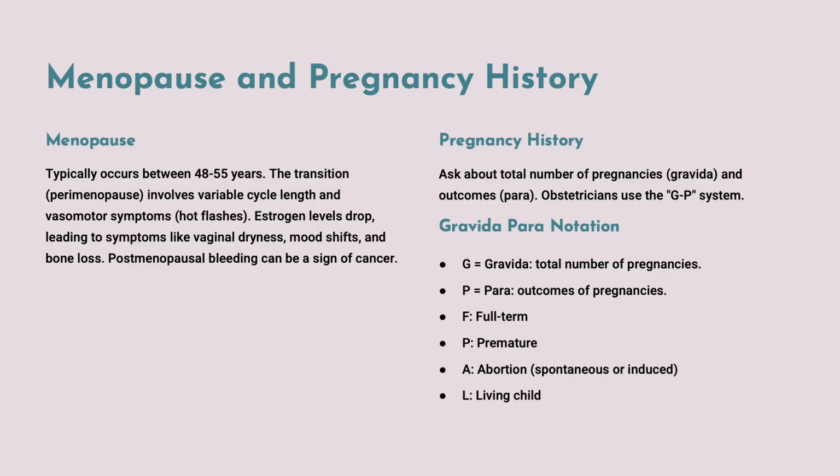Menopause happens again between 48 and 55 years old. There's a transition period called perimenopause. So here, the cycle length starts to vary, and there are also vasomotor symptoms, what we call hot flashes. The estrogen levels start to drop, leading to symptoms such as vaginal dryness, mood shifts, and bone loss. So if there's any bleeding after menopause, it's never going to be that the menstruation is returning. So it's already a possible sign for cancer that needs to be investigated.